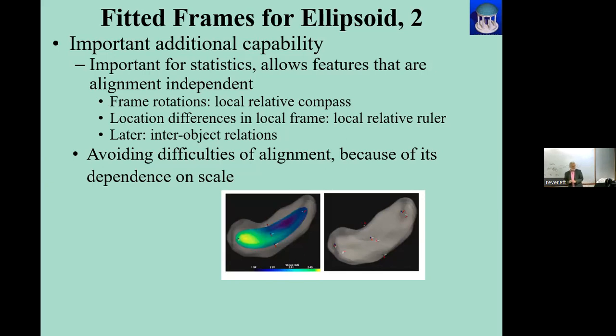So essentially what you end up with is local compasses for your object. You get rulers that are locally measured. And as I've indicated, when we get to inter-object relations, we're going to want to be able to talk about local relations between places on one object and places in a different object, when you have an object complex. And all of this makes alignment unnecessary. You just don't have to do a lot. This figure shows some frames that are on the boundary, some fitted frames, and some others that are on the skeleton, but they're everywhere.